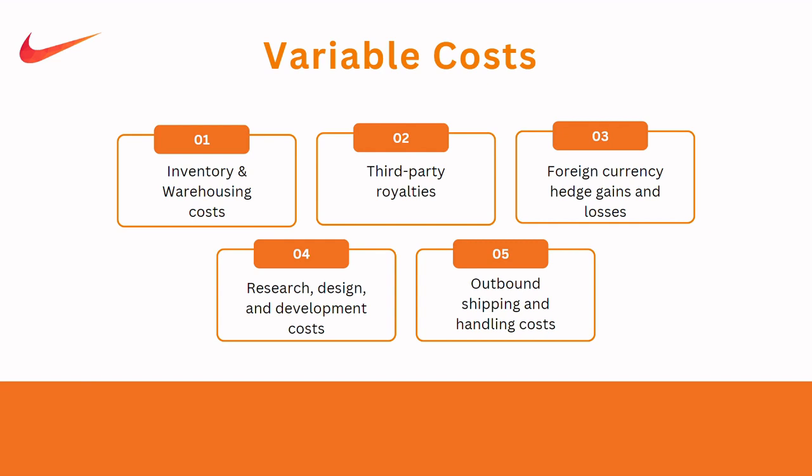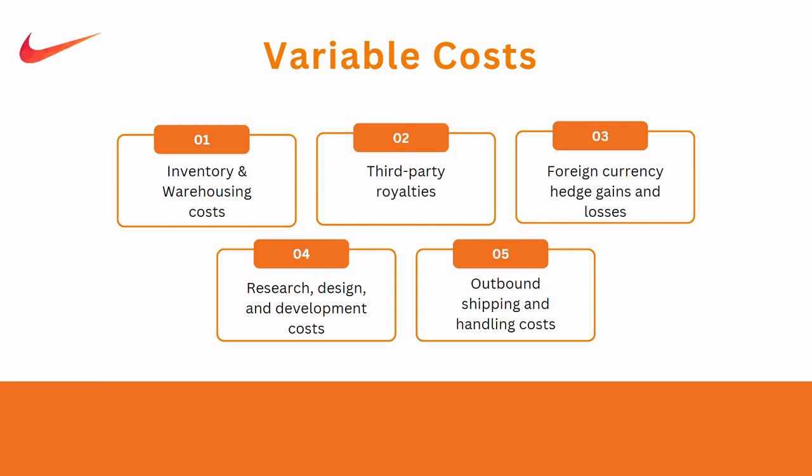Now moving on to the next, third party royalties. These are the fees paid to the individuals or organizations for the use of their intellectual property, such as licensing sports team logos for Nike apparel. These costs are also variable and depend on the level of collaboration with third parties. Nike must evaluate the cost of these royalties against the additional revenue generated by associating with popular brands or logos.